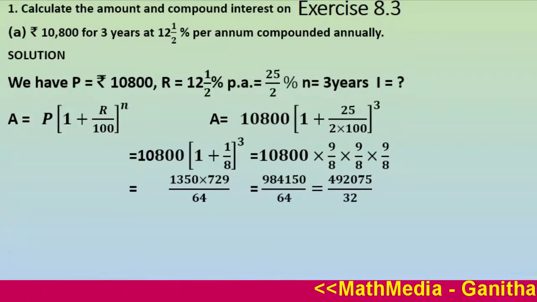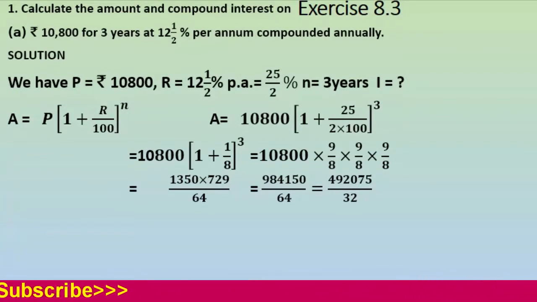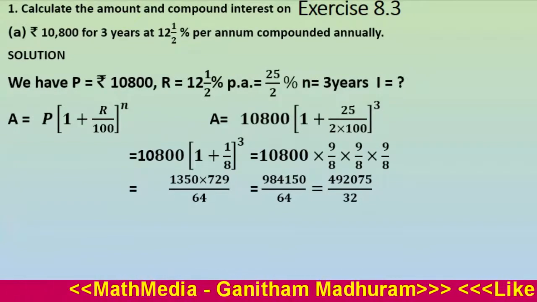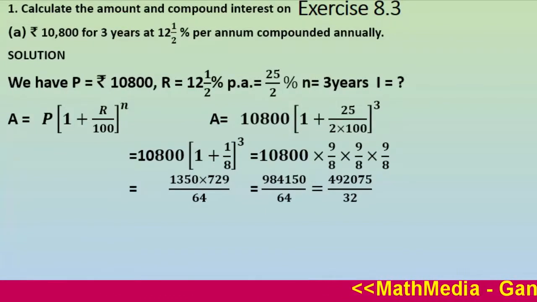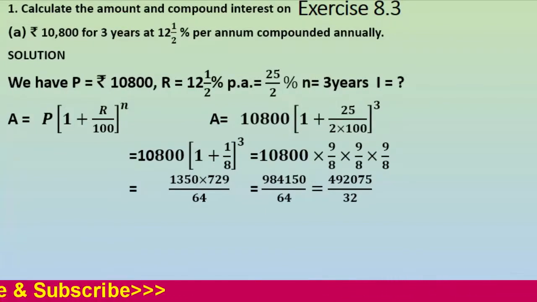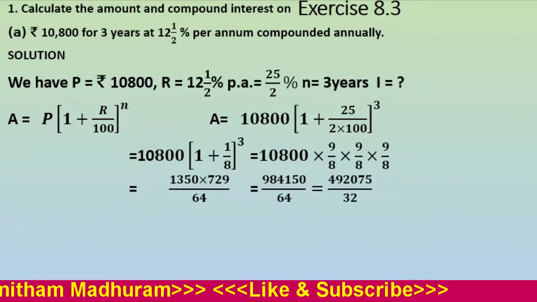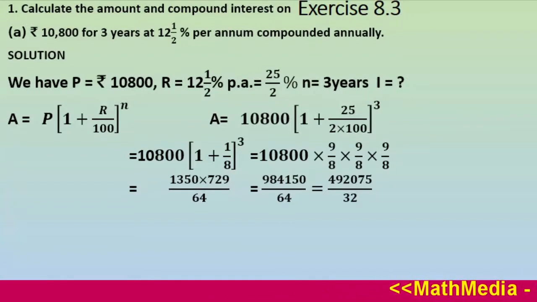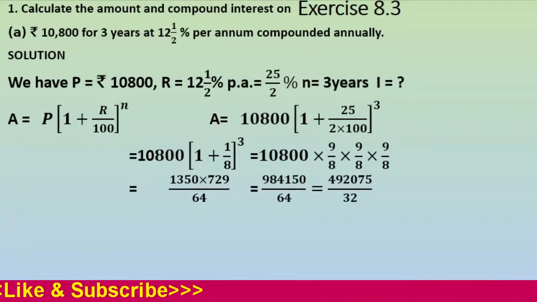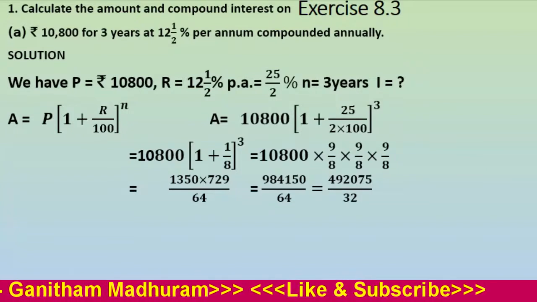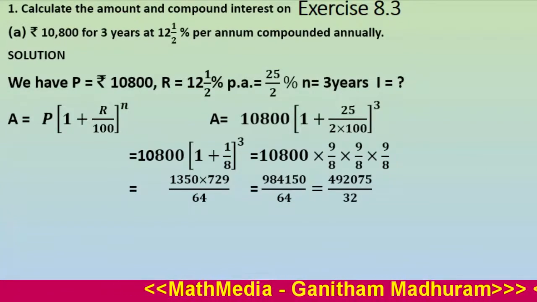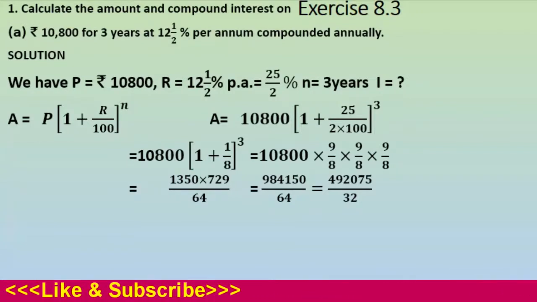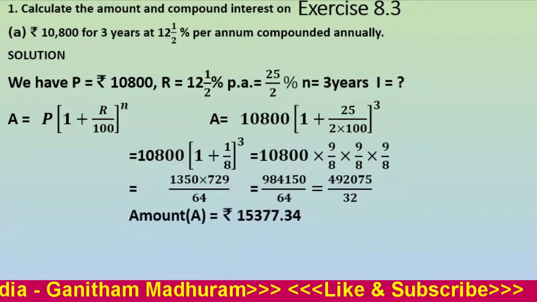We can cancel with 2, which is common in both the numerator and denominator. If we are cancelling, we get 4,92,075 divided by 32. Now there is no common factor. We will get the answer in decimal. So children, you have to do the long division here to find the answer. The substitution of values is simple, and most of the time children make mistakes while doing this calculation. I have shown the division here.